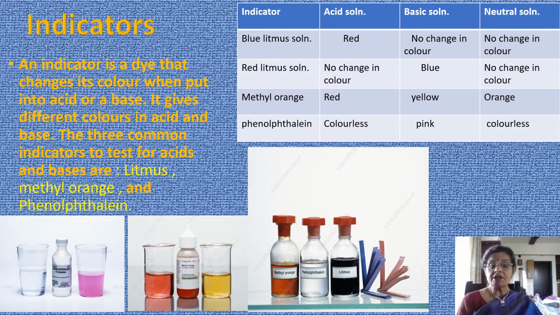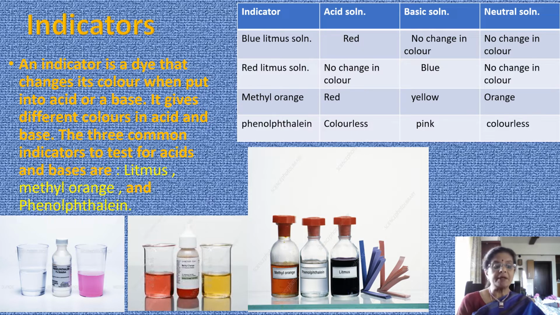Children, in order to know whether a substance is acid, base or a salt, we should first know what an indicator is. What's an indicator? An indicator is a dye that changes its color when it is put in acid or a base. The three common indicators to test for acids and bases are litmus solution or litmus paper, methyl orange, and phenolphthalein.